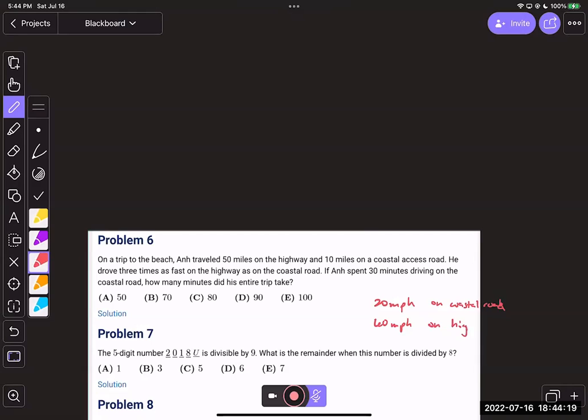Yep. And it says he drove 50 miles on the highway. So we know he spent 15 minutes driving on the highway. How do you know that? Because he traveled 50 miles and if it's 60 miles per hour, then there's a mile a minute. So he drove 50 minutes.